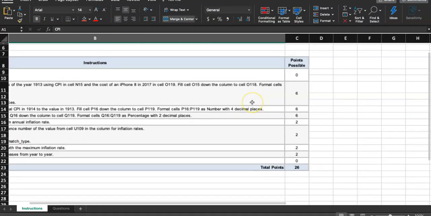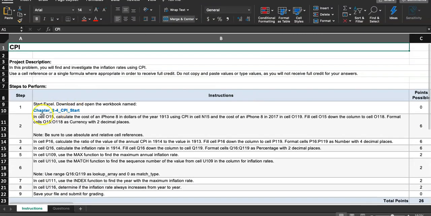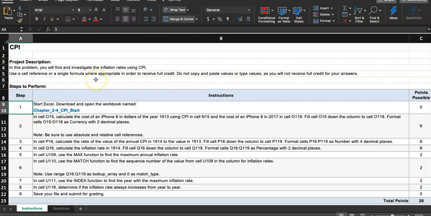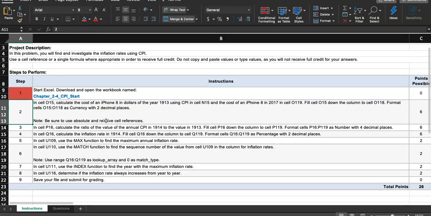Oh, all right. Step 1, start Excel, download, and open the workbook named Chapter 2 CPI Start. Got that opened. What's step number 2? In cell O15, calculate the cost of an iPhone 8 in dollars of year 1913 using CPI in N15 and the cost of an iPhone 8 in 2017. And oh my goodness. Okay, what's going on?